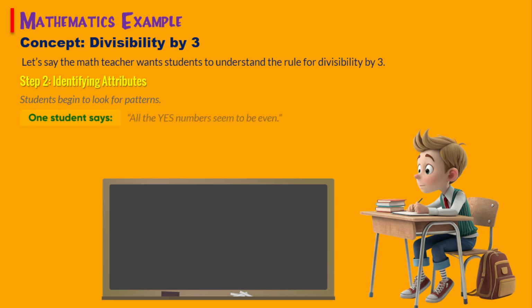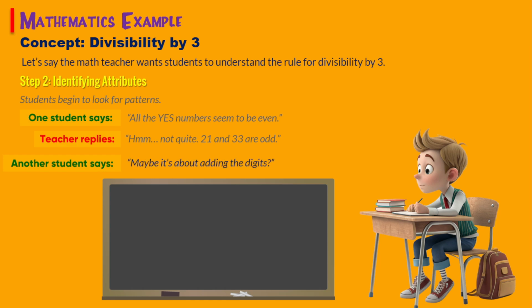One student says, all the yes numbers seem to be even. Teacher replies, not quite, 21 and 33 are odd. Another student says, maybe it's about adding the digits. Let's try. 1 plus 2 equals 3, 2 plus 1 equals 3, 3 plus 3 equals 6, 6 plus 0 equals 6, all divisible by 3.